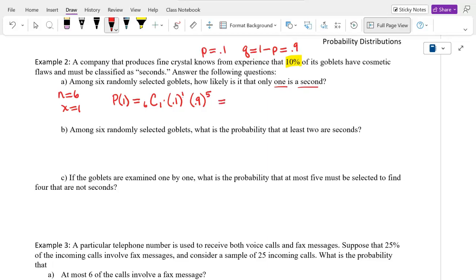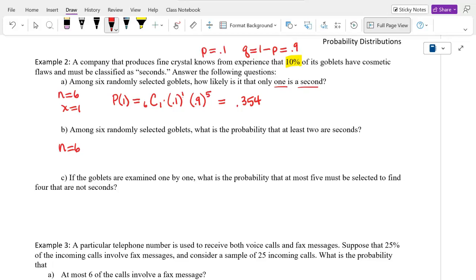Now, when you put that into the calculator, you'll put the combination in first, times 0.1 to the 1 power, times 0.9 to the 5th power. You should get 0.354. Now in class, we're going to look that same probability up in our table, and we're going to use the table for this second example. So get your binomial distribution table out. We're still working with 6 goblets. What is the probability that at least 2 are seconds?